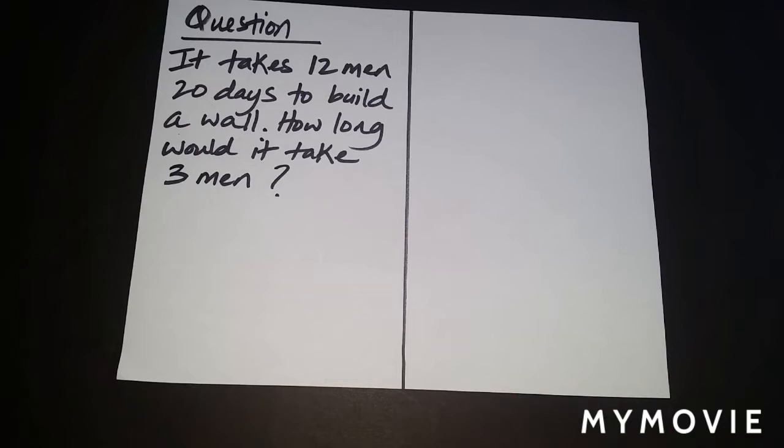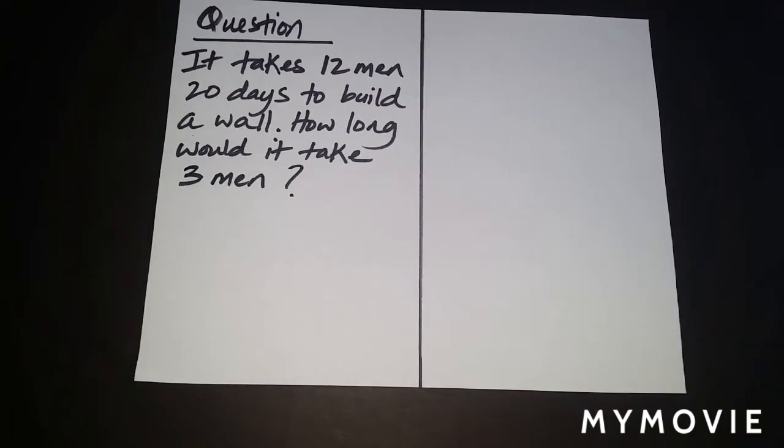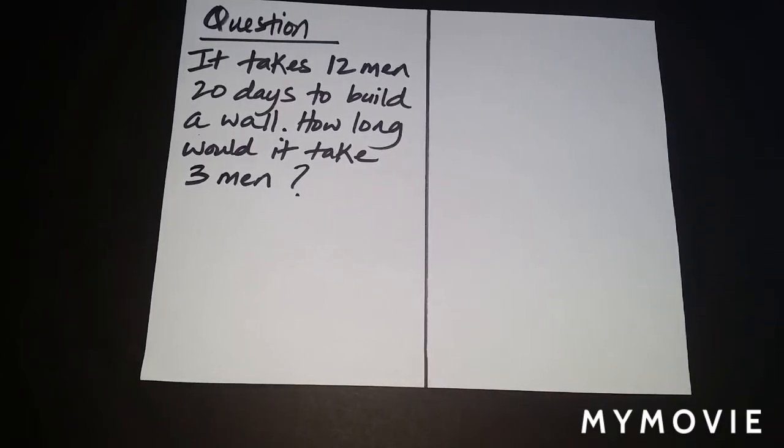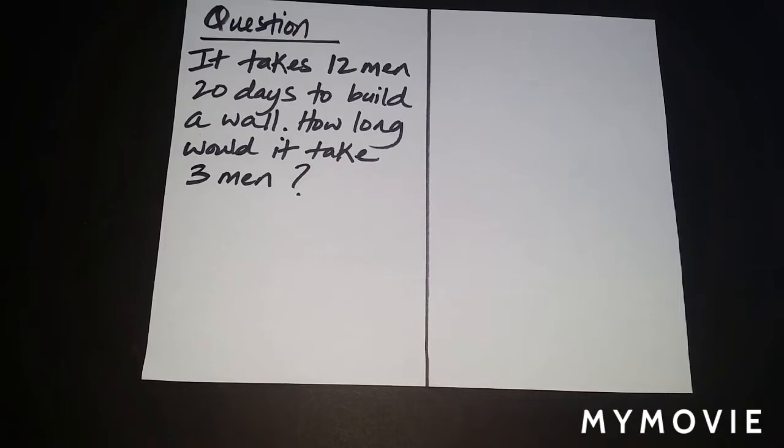Now let's take a look at the question itself. It says it takes 12 men 20 days to build a wall. How long would it take 3 men? Now, if you're reducing the workforce in construction, do you think it would take longer or less time? So if you reduce the number of men on site that are building a wall, do you think it would take longer to build a wall or a shorter time to build a wall?